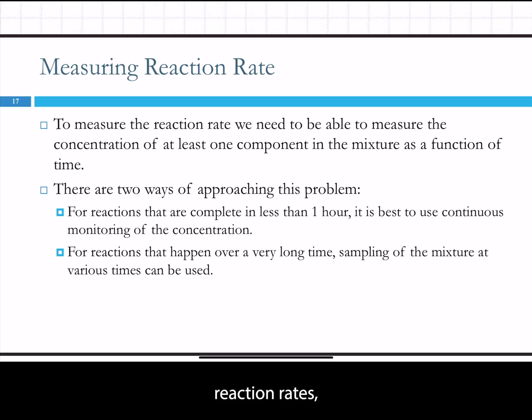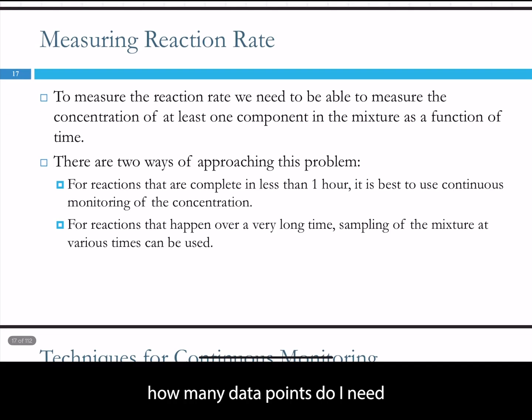For measuring reaction rates, we need instruments that can measure those rates. There are two ways to approach this, and it has to do with how many data points I need and how close together they need to be to see what the rate is. For a reaction that's relatively quick, say less than an hour, you'll probably want some sort of continuous monitoring of the concentration so that you get enough data points. Otherwise, if the reaction completes before you get your last data point, you just have a straight line rather than the actual curve.